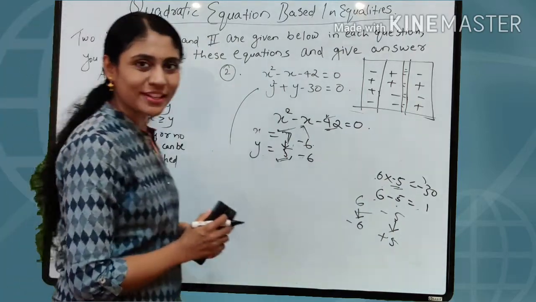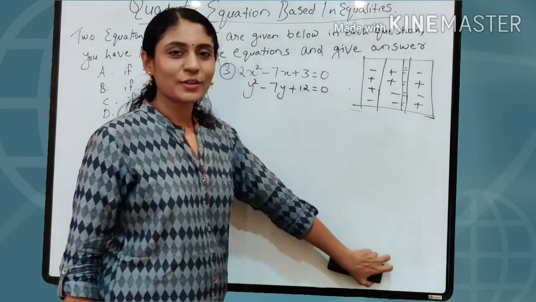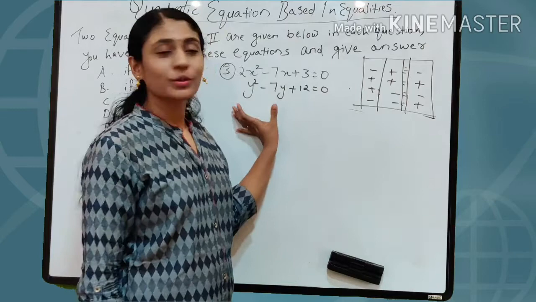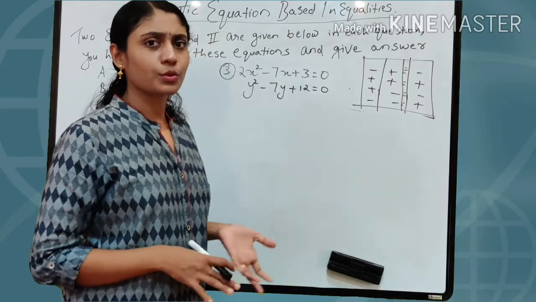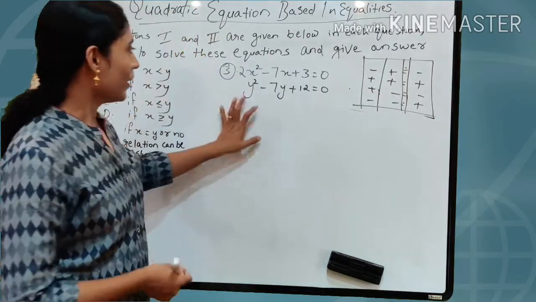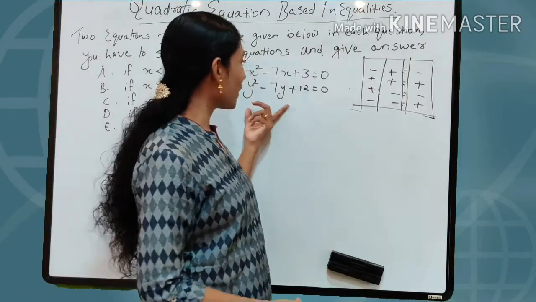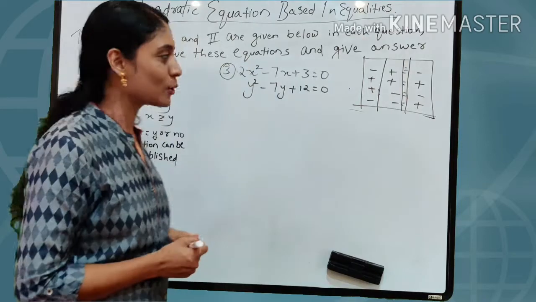This question is simple, right? In the first two questions, we got option E as the answer. That means no relationship can be established. We can look into the third question, whether its answer is also option E or not. So the third question, the equations are 2x square minus 7x plus 3 equal to 0 and y square minus 7y plus 12 equal to 0.